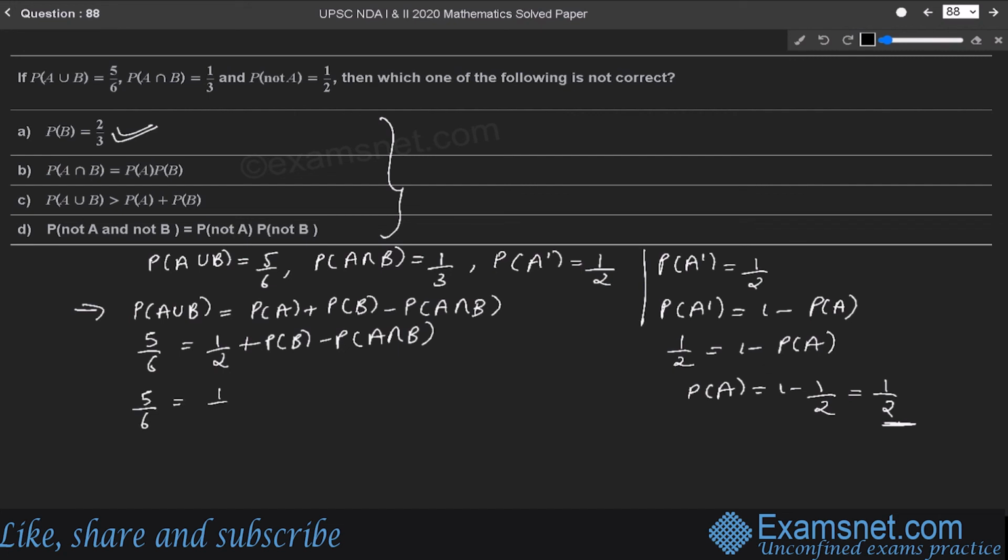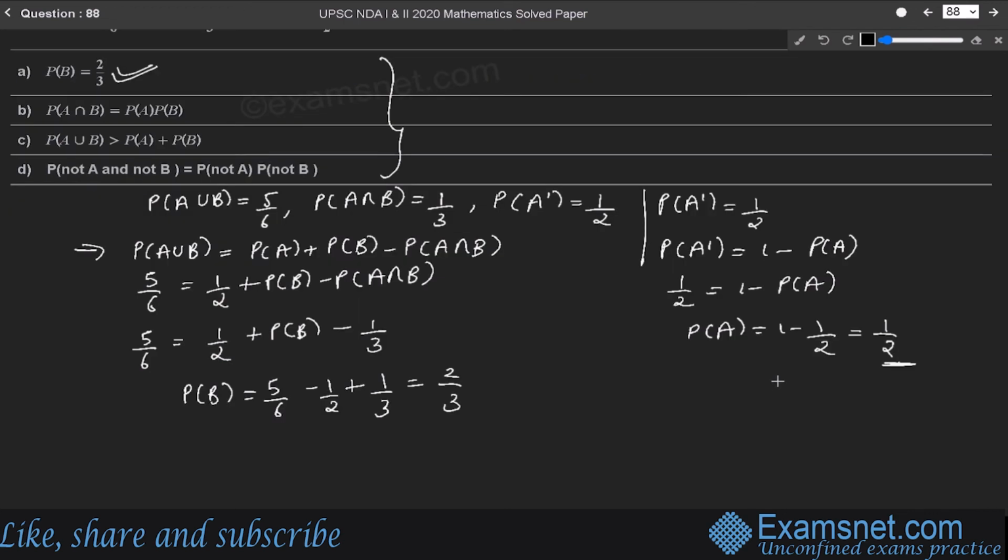So it will be 5 by 6 is equals to 1 by 2 plus P of B minus 1 by 3. It is already given in the question. So from here we will get the value of P of B. P of B will be 5 by 6 minus 1 by 2 plus 1 by 3. So it will be equals to 2 by 3. So we can say that statement 1 is correct. Now let us talk about the second statement.